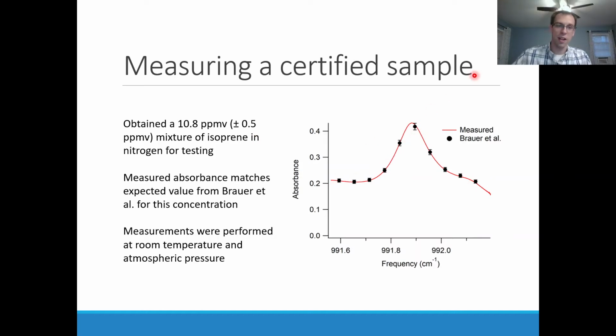And so that gives us confidence that we know the proper path length through the cell, and that we have a good match between previous results and our results. So the next thing to do is that, of course, the samples that we eventually want to measure are much lower in concentration than this 10 parts per million sample. And so we want to measure lower concentrations and make sure that we see that linear behavior that we'd expect based on the Beer-Lambert law.